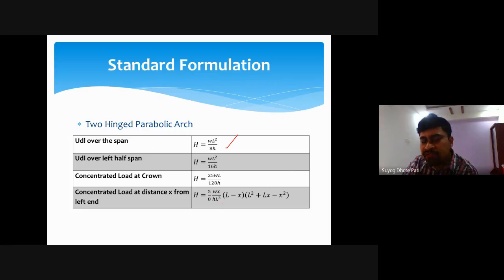Then we have seen some formulation regarding UDL over the span, UDL over the half span, a concentrated load at the crown itself, and a concentrated load at a certain distance x from the left support or right support. So all this standard formulation is there. For the two-hinged parabolic arch, we can use this standard formulation to calculate horizontal thrust. Again, a three-hinged parabolic arch is a statically determinate structure, whereas a two-hinged parabolic arch is a statically indeterminate structure.